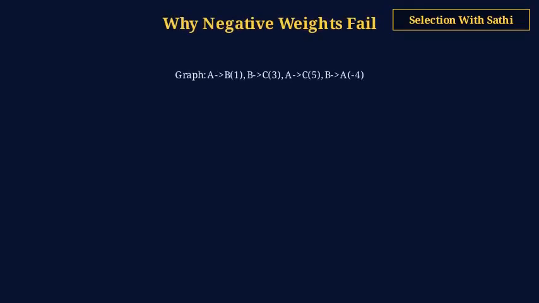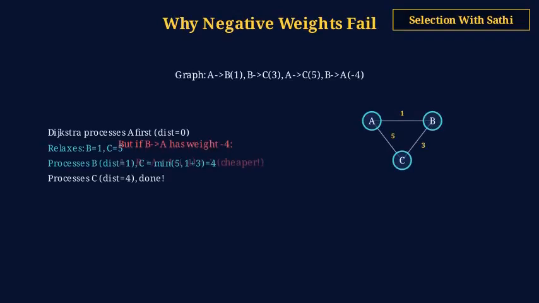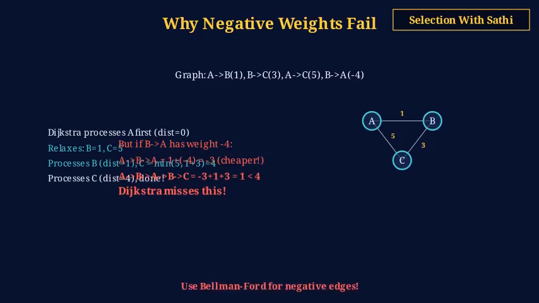Let us understand the finalization order and why it guarantees correctness. Step 1. Node 0 is finalized with distance 0. It is the source. Step 2. Node 2 is finalized with distance 1. Why? Because 1 is the smallest distance in the heap, and no future path can be shorter since all edges are non-negative. Step 3. Node 1 is finalized with distance 3.